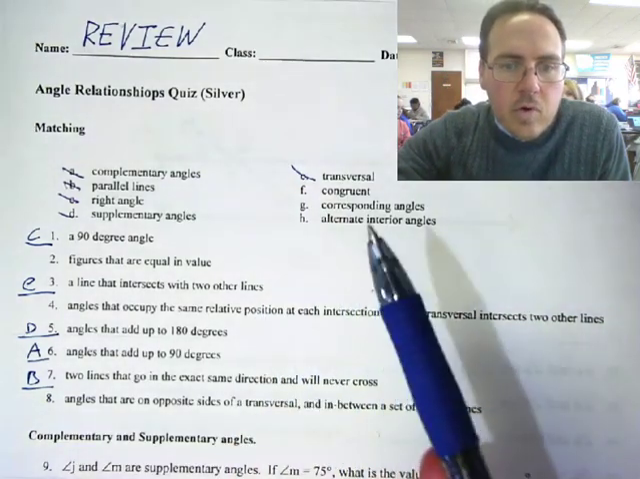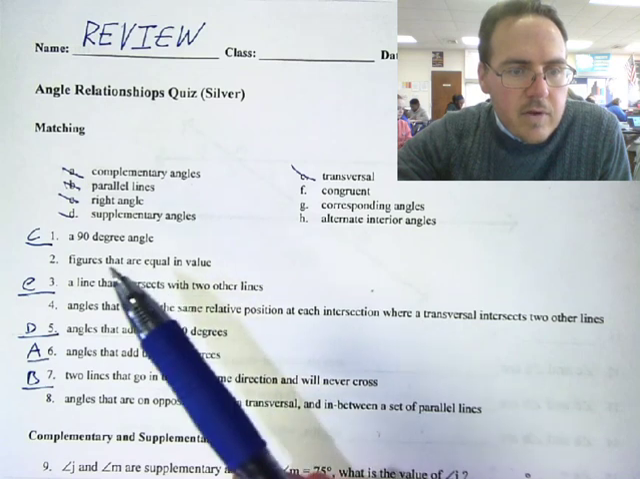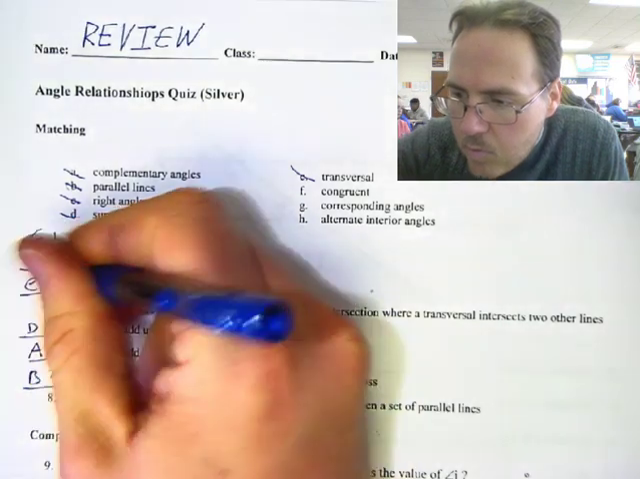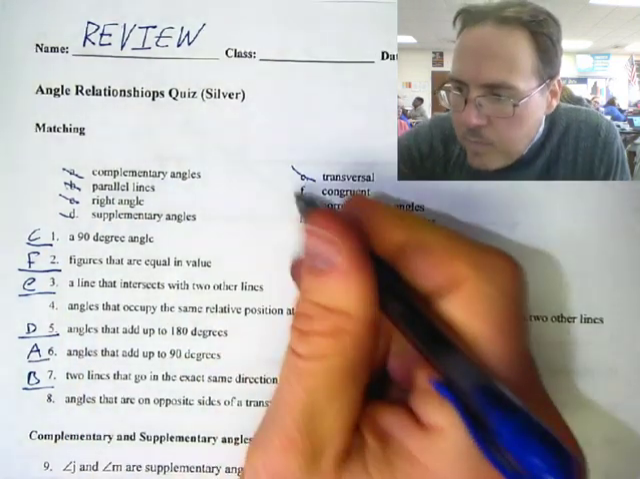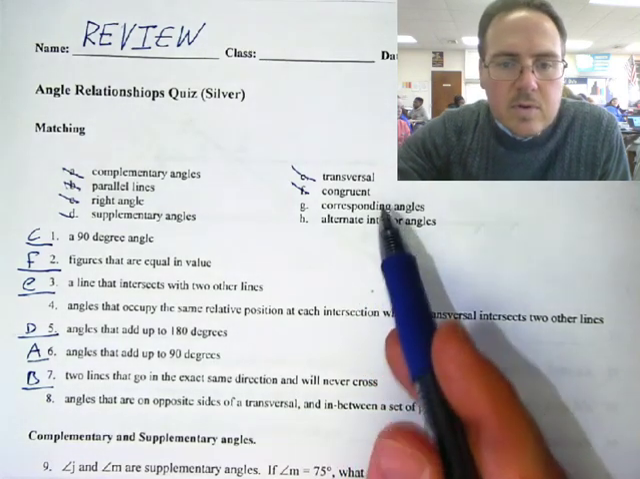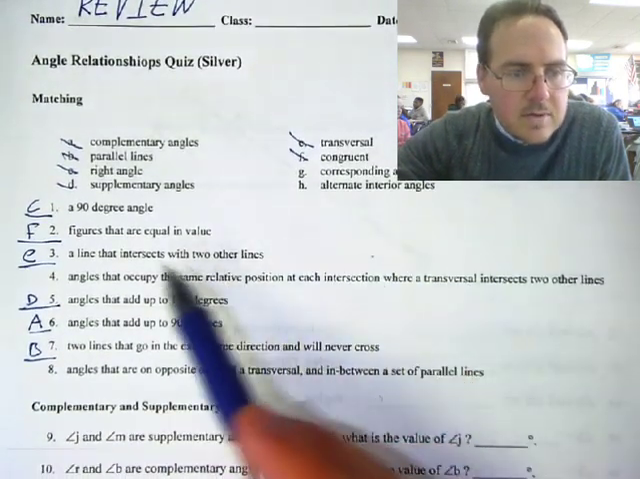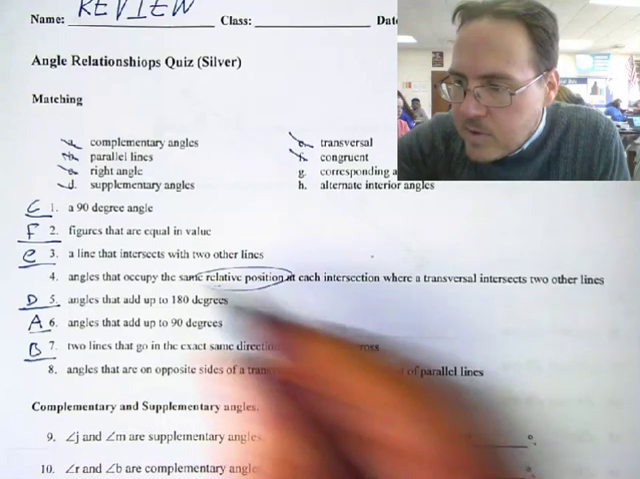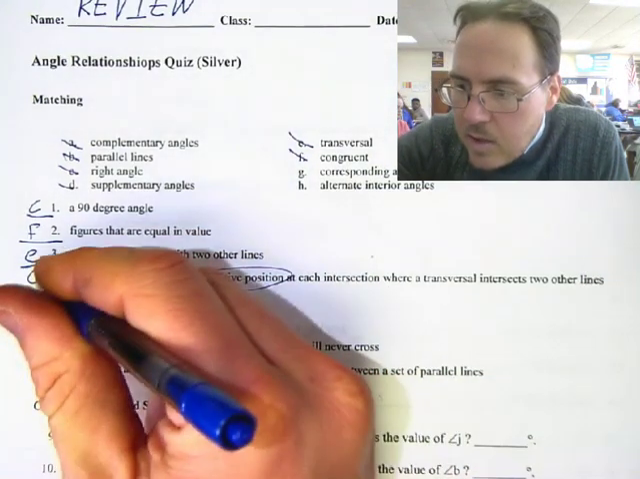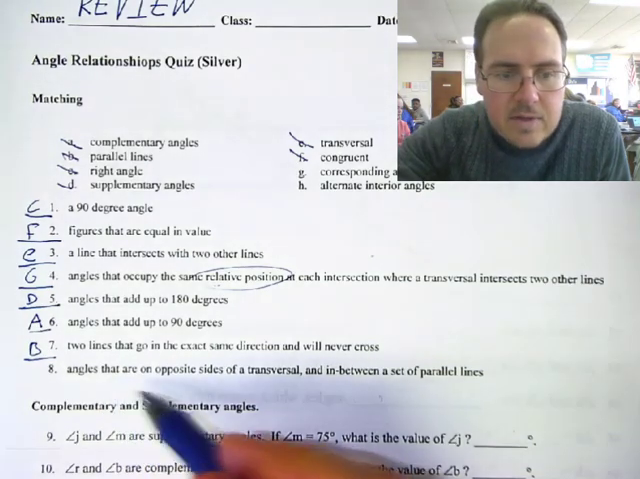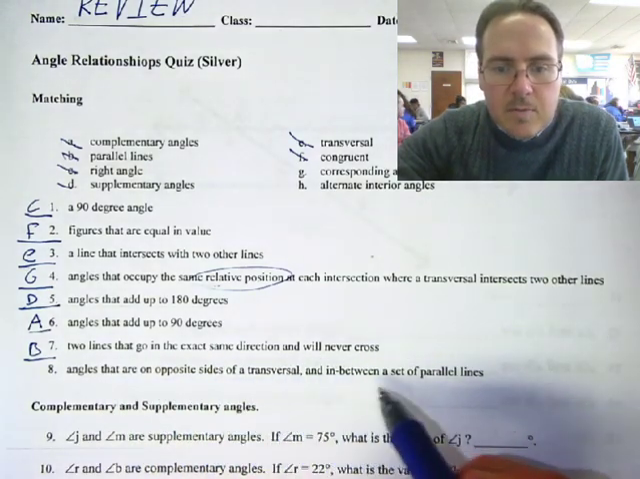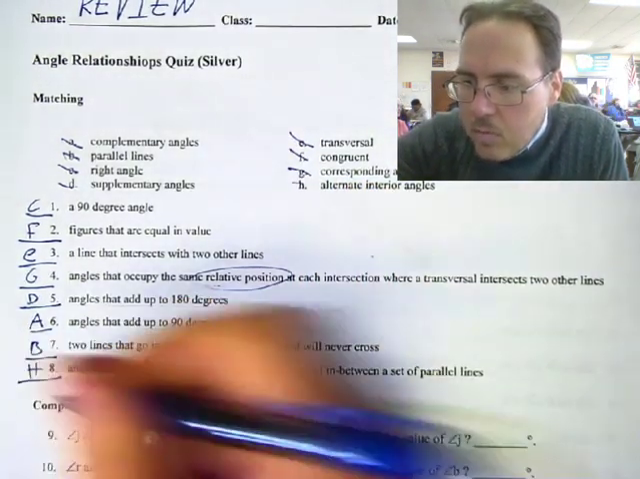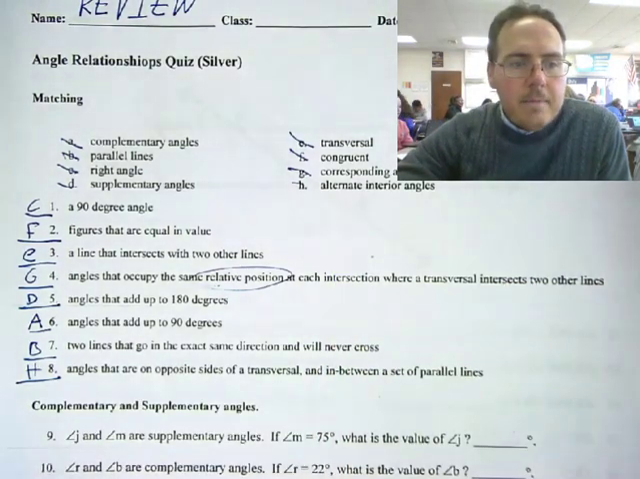Letter F, congruent. Those are equal values. So figures that are equal in value would be congruent. That is F. Next, mark it off. G, corresponding angles. Those are angles that occupy the same relative position. Those are the key words right there. The relative position is corresponding angles. So that is G. And 8, angles that are on opposite sides of the transversal and in between the set of parallel lines, would be alternate interior angles. Yep, that worked out. So G and H, both used. So there's vocab.